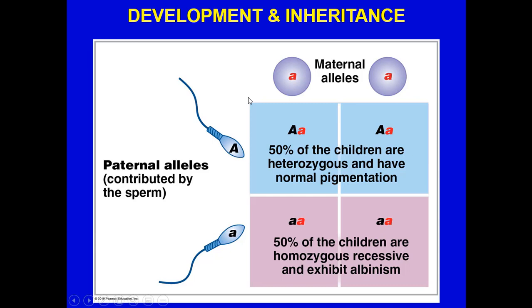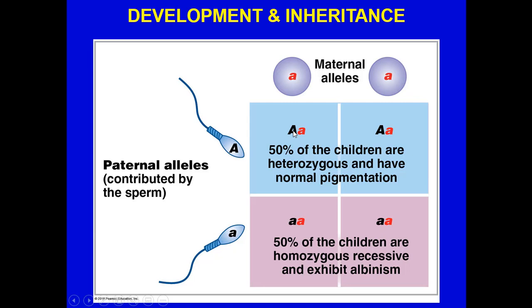So, dad, the paternal, is going to contribute either a big A or a small a. So you've got little a here, little a here. Dad, big A here, big A here. And of course, mom is going to contribute little a, and little a. So what does this mean? In this case, what we have here is normal pigmentation. They're going to be heterozygous, meaning that they're going to have two different alleles. One of them is going to be expressed, that's the dominant one, the capital A.